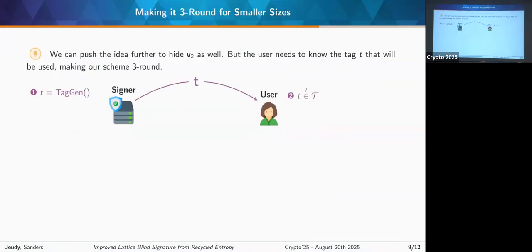We can actually push this idea further to hide the bottom part, V2, as well. For that, we use the exact same idea and use the full matrix, A sub t, as the commitment matrix. But this requires the user knowing t in advance, which is why we add a first round where the signer sends t.